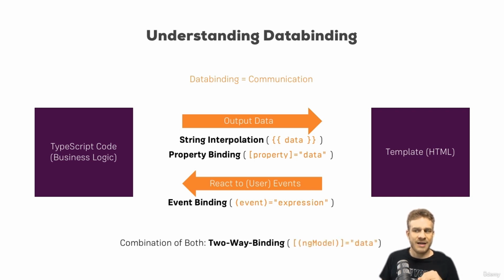And we also have one additional form of data binding where we combine both directions. Two-way data binding, where we are able to react to events and output something at the same time. Might not be super clear how this works, but that is why we will now have a detailed look at all four forms in the next lectures.